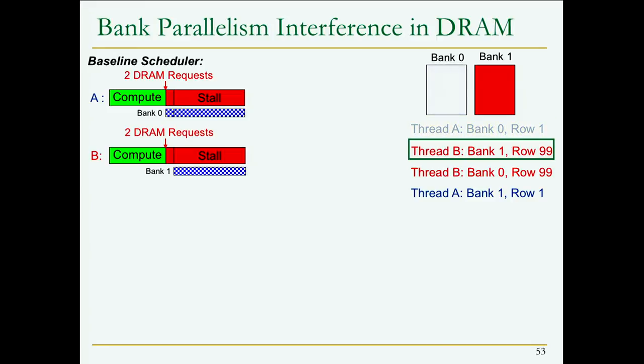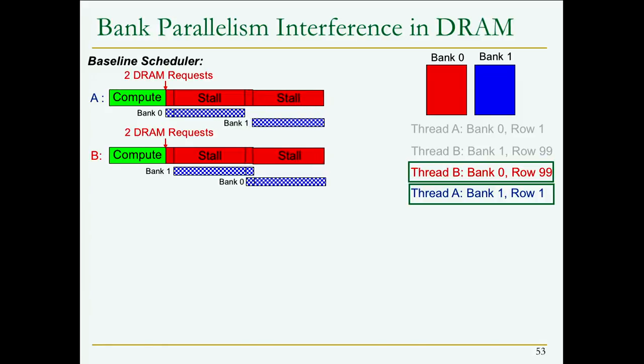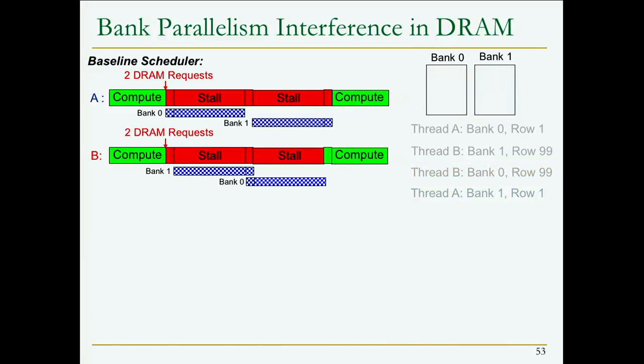And then this request is done in the bank. The memory controller takes the next request to bank 0 and schedules it, which happens to be from thread B. And then this request is done in bank 1. And then the memory controller takes the next request to bank 1, which happens to be from thread A. And then both threads still keep stalling because they need to wait for the request to be serviced over here. And eventually, the requests are done, and the threads can make progress.